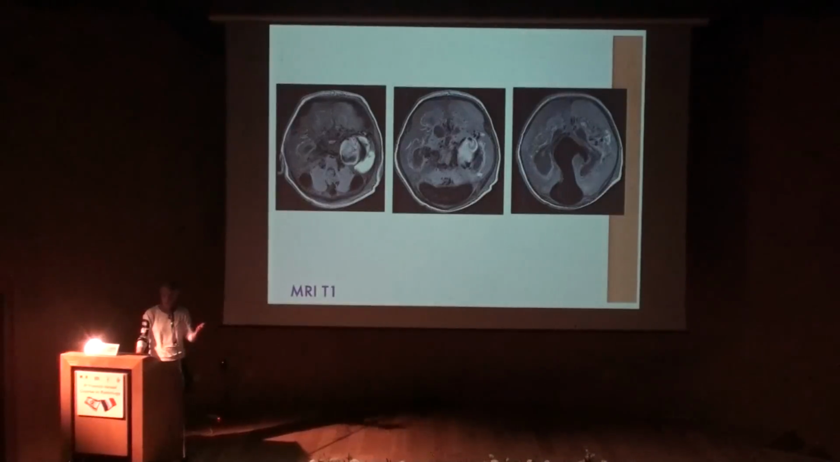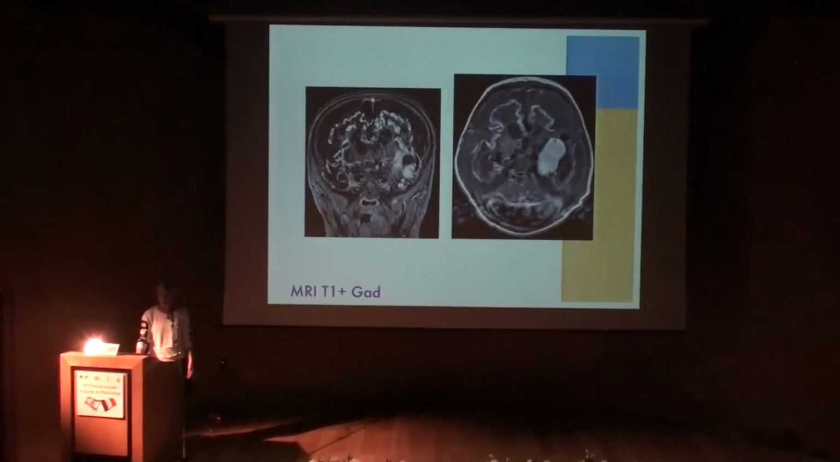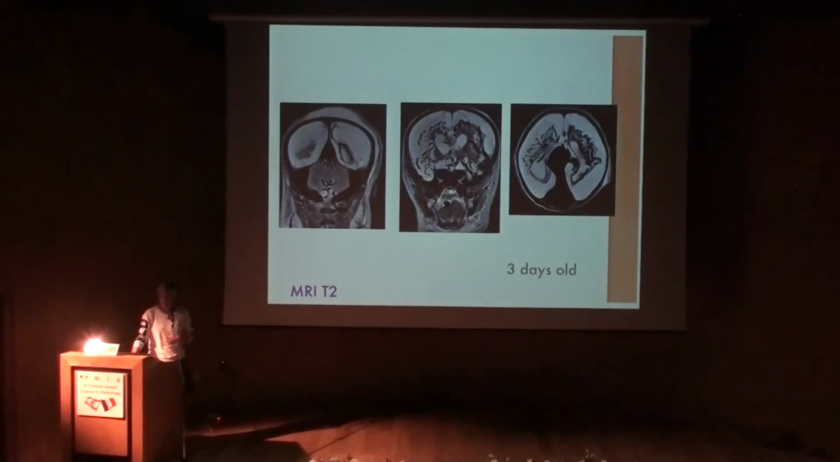And now you can look at all the sequences. This is T1, and you see there's a little bit of hyperintensity, so there are areas of blood here, hemorrhage and thrombosis probably, and there is some enhancement here probably because of some kind of ischemia. And then this is what we call melting brain syndrome.